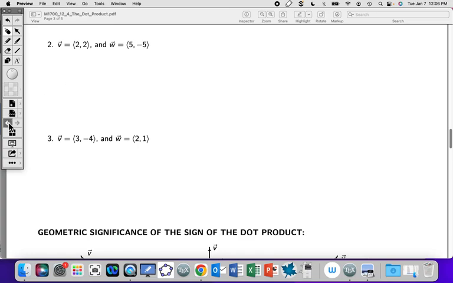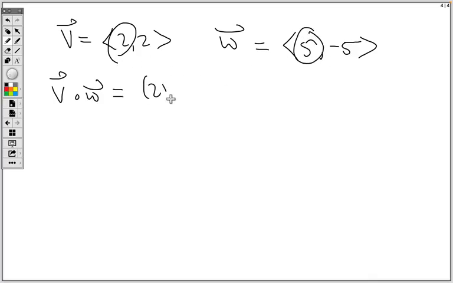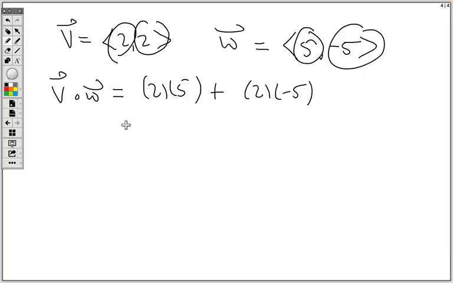W is 5, negative 5. So let's go V dot W. Once again, we multiply the corresponding components, so 2 times 5, and add the results. And to your surprise and/or delight, this works out to be 0.